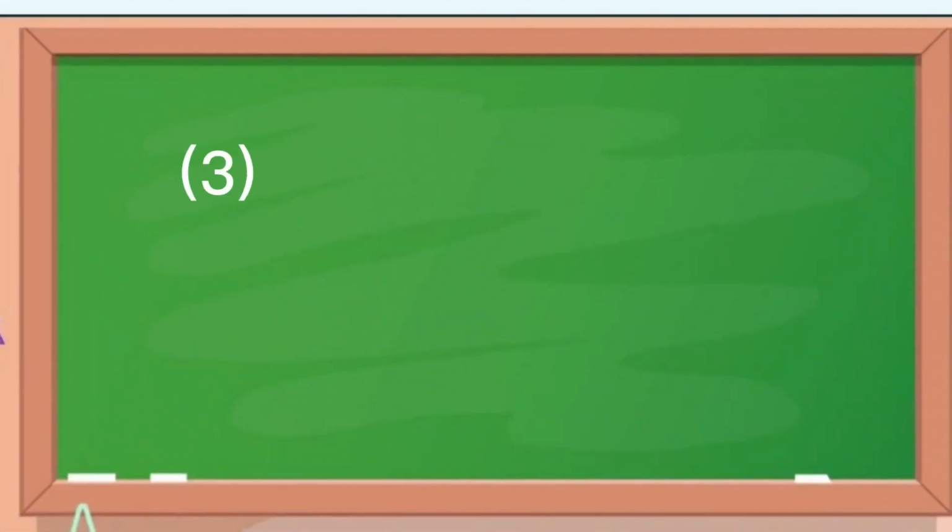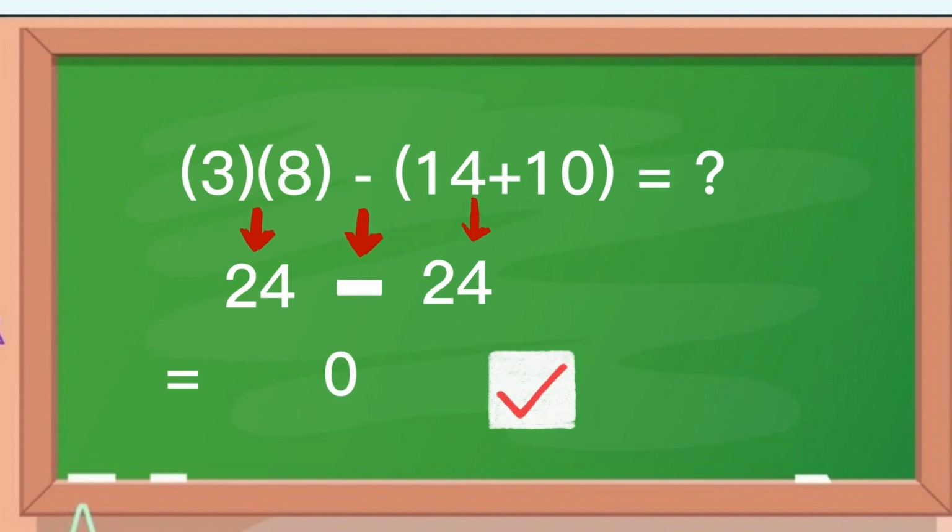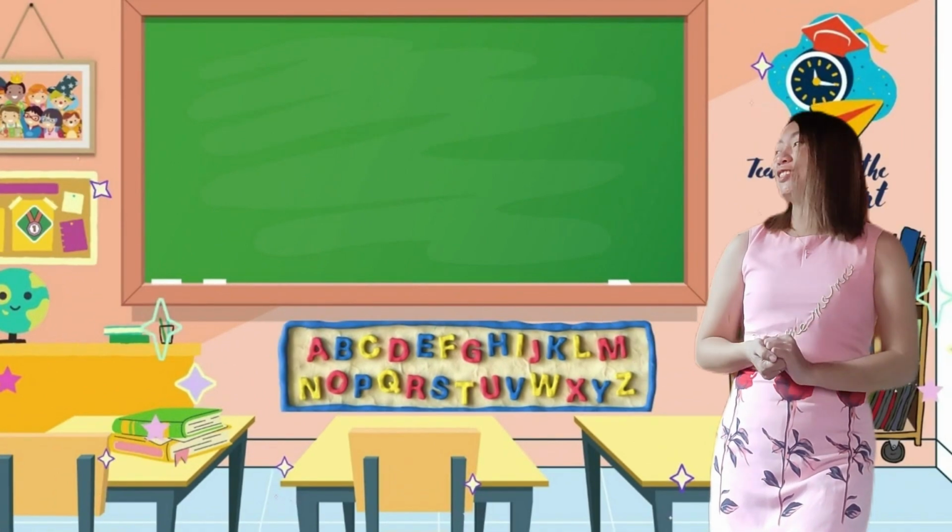So our first expression is 3 times 8 minus 14 plus 10 is equals to. Class, as you can see, each number of 3 and 8 has a close and open parenthesis, so it means multiplication. So 3 times 8 will be 24, and then copy the given operation, which is subtraction or minus, then solve the next operation, which is addition. So 14 plus 10 is equals to 24. So, we have a remaining operation which is subtraction, and the number is 24 minus 24 is equals to 0. That's correct. So now class, let's try to answer this.